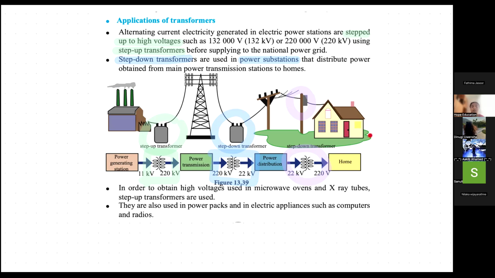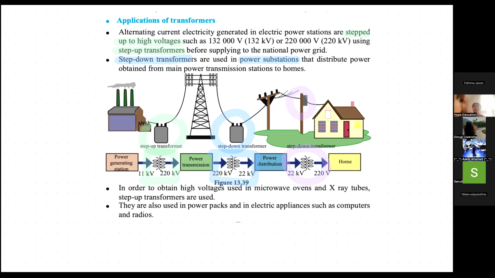Okay. In order to obtain high voltages used in microwave ovens and X-ray tubes, step-up transformers are used. They are also used in power packs and electric appliances. Many electric appliances have a transformer. Especially microwave ovens need a somewhat higher voltage, and the voltage coming to the domestic electric circuit may not be enough. Therefore, inside the microwave, there is a step-up transformer. When you plug it in, 230 volts comes from the domestic circuit, and that transformer converts it to high voltage, and that is what the microwave uses.